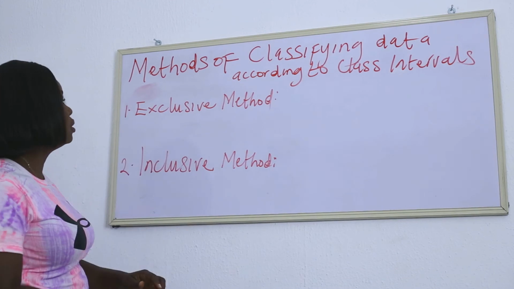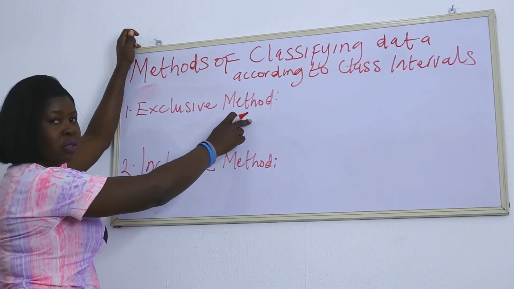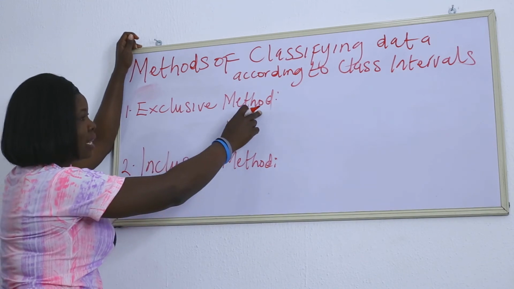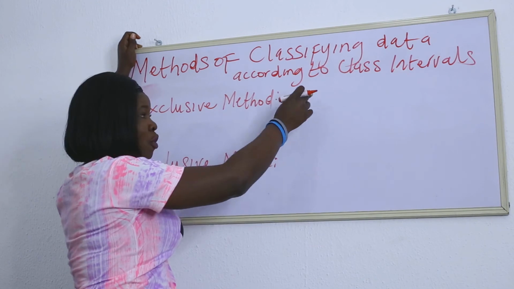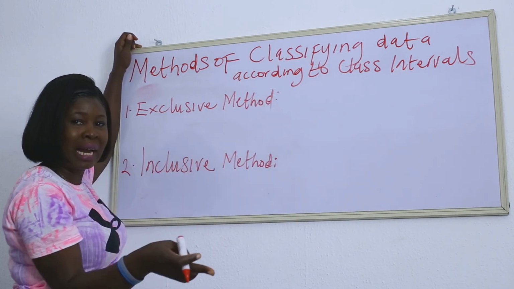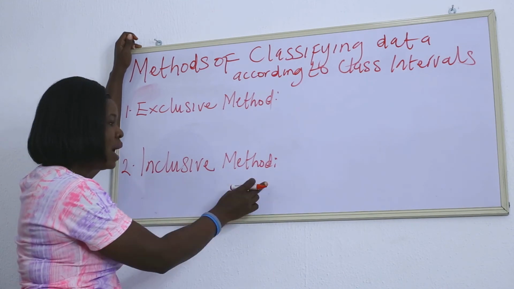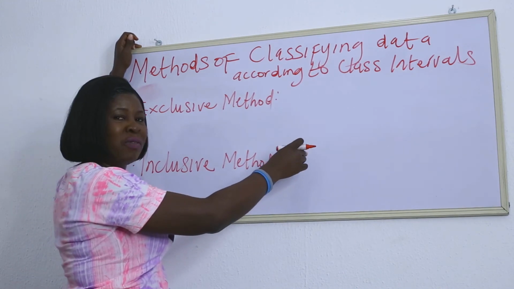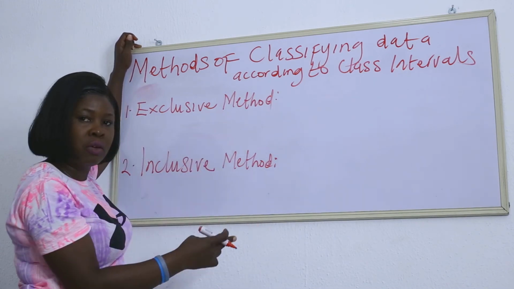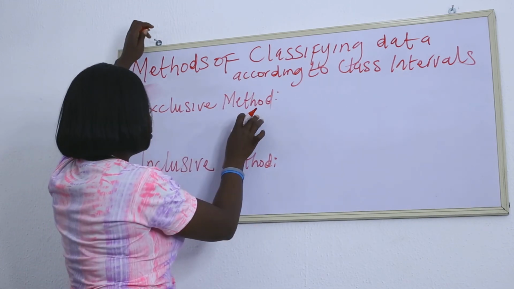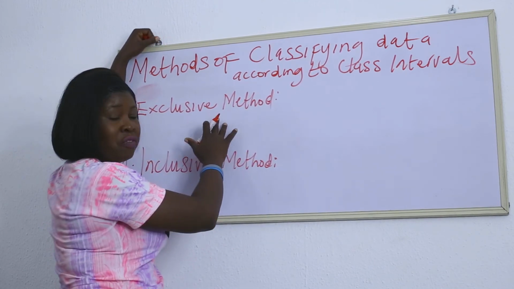Basically, there are two methods. The first method is called the exclusive method, and this is when the class intervals are so fixed that the upper class interval of a particular class is the lower class interval of the next class. And the inclusive method is when the upper class interval of that class is included in that class itself. I would quickly run through an example. Let's look at an example of exclusive, and in reality we make use of exclusive.